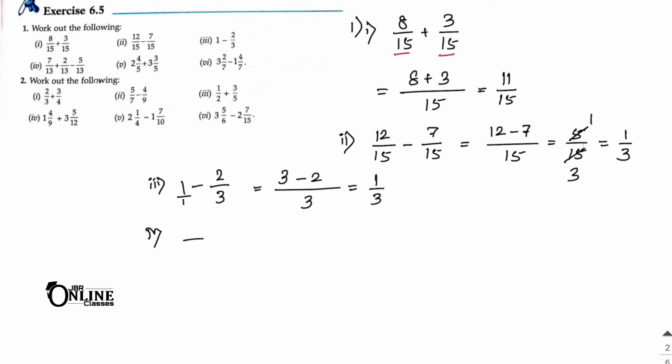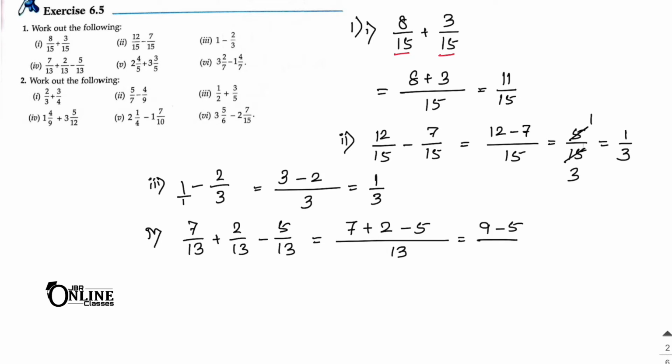Now the fourth one, 7 by 13, 2 by 13, 5 by 13. So all the denominators are same. So here 13, then write down 7 plus 2, then minus 5. 7 plus 2 is 9, 9 minus 5, that equals 4 by 13.